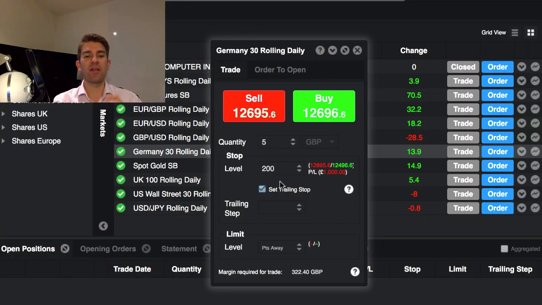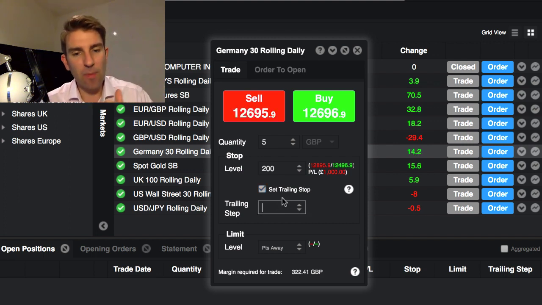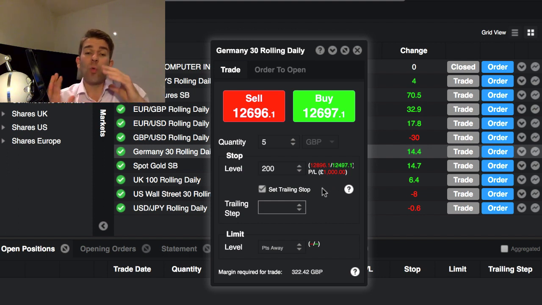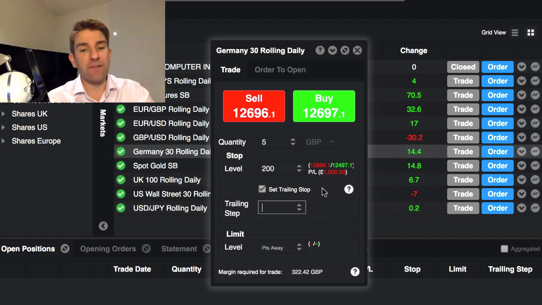Okay, we want to have a trading stop. Right, so the trading stop, we tick the button here. Now we put in what's called our trading step. And as we mentioned, we want to have it ratchet up every 50 ticks.